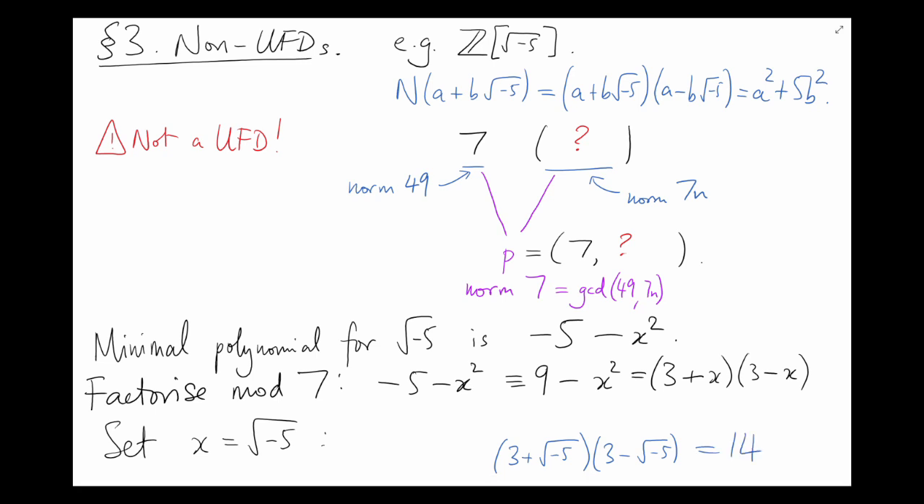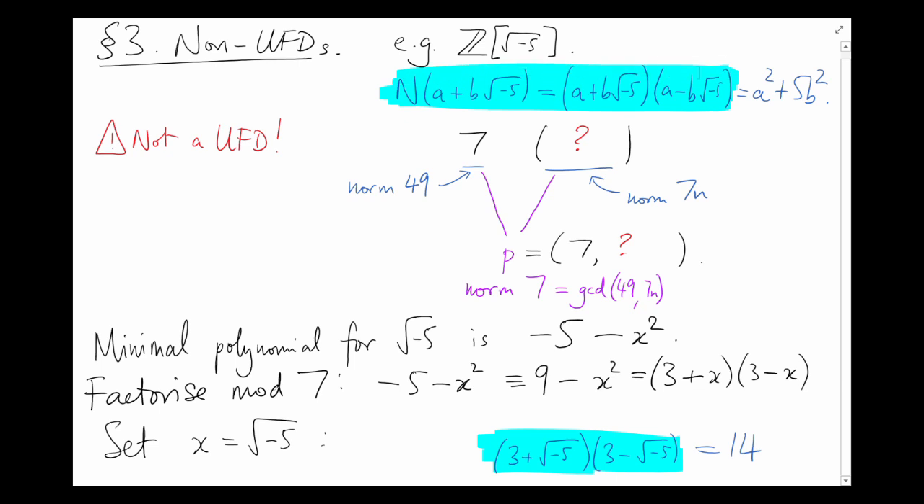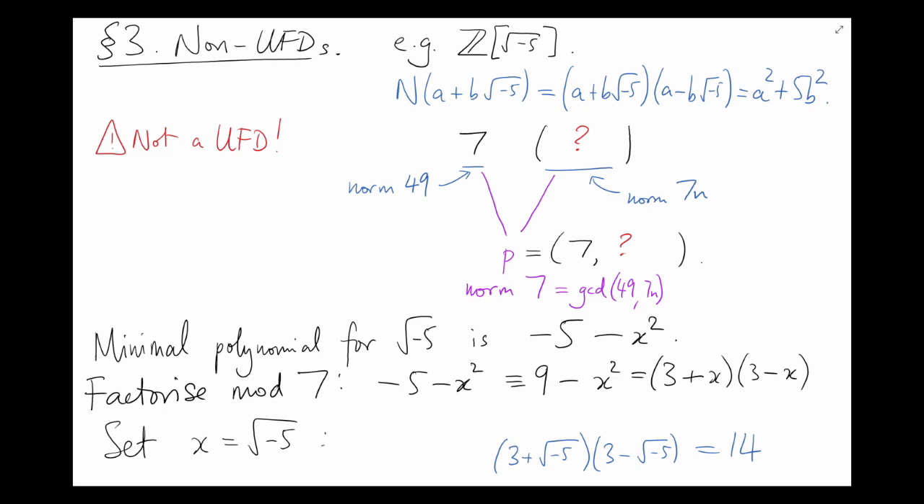Notice that this product here that we found is just the norm of the element 3 plus root minus 5. Compare it to the formula. So this is what's going to play the role of our mystery element above. Let's just substitute that in. We found an element, 3 plus root minus 5, of norm 14, and we can check that the ideal sum, 7, 3 plus root minus 5 does in fact have norm 7. This is one of the primes dividing the ideal 7.